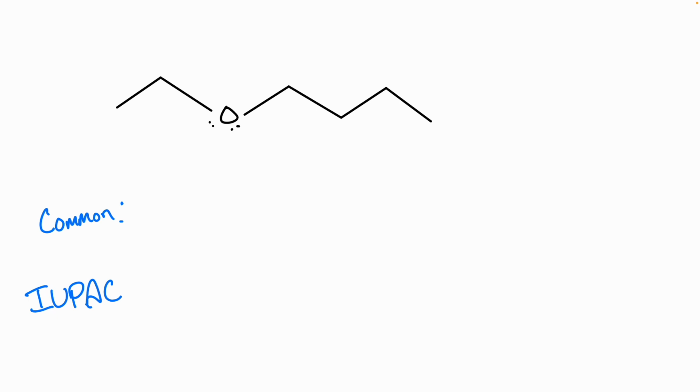So for my common name, I'm just going to look on either side of my oxygen and name those alkyl groups. This is a 2-carbon alkyl group over here, so an ethyl group. This is a 4-carbon alkyl group, so a butyl group. So putting it all together, in alphabetical order: butyl ethyl ether.